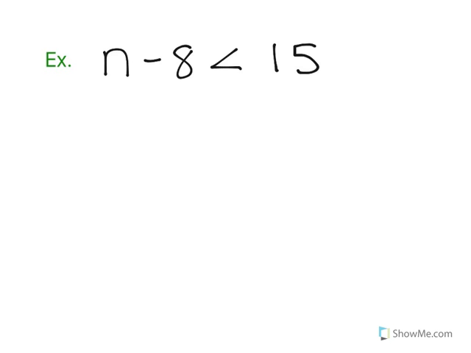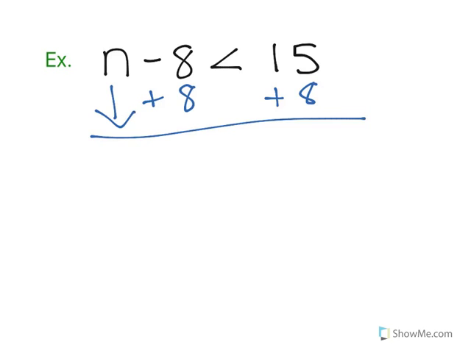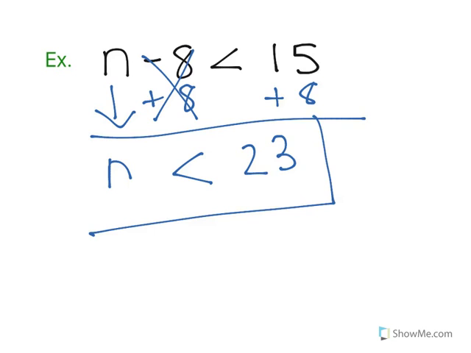Okay, so we're going to treat that inequality like it's an equal sign, and we're going to do the exact same thing we normally do if there was an equal sign there. So I want to get my variable by itself. What's the opposite of negative 8? It's positive 8. So I'm going to add 8 to both sides. I'll bring down my n. Negative 8 plus 8 crosses out. So I'm going to have n is less than 15 plus 8, which is 23. So my answer is n is less than 23.